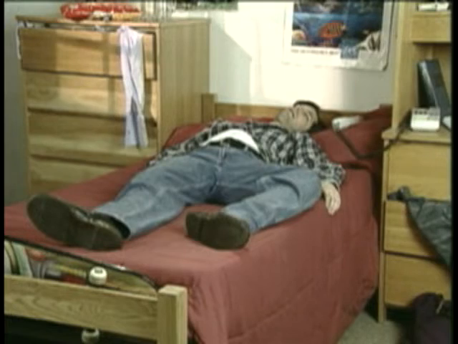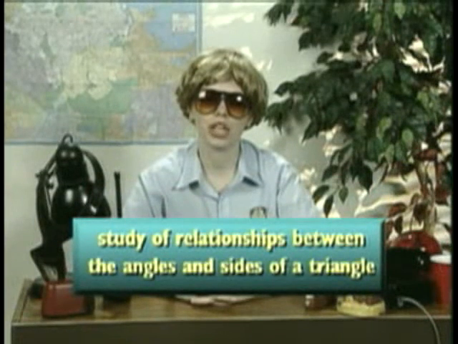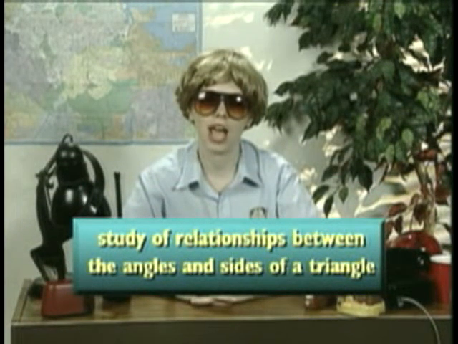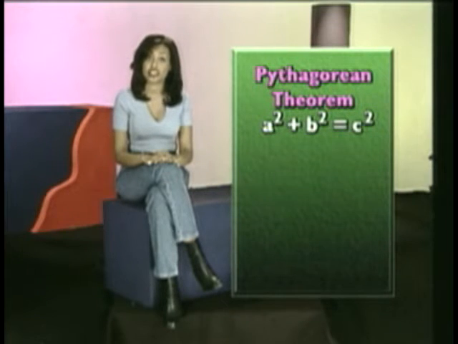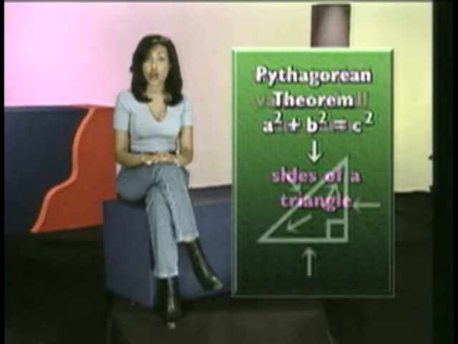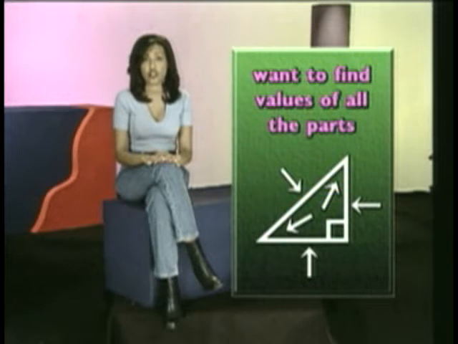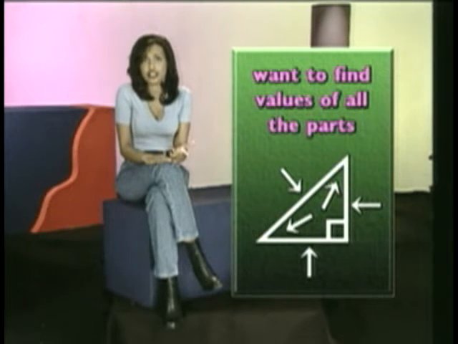Okay, quick. Who remembers what the definition of trig is? It's the study of the relationships between the angles and sides of a triangle. Right. And the Pythagorean theorem is one of the ways to find those relationships. But it can only tell us about the sides of a triangle, and we want to find the values of all the parts of a triangle. I mean, who doesn't?